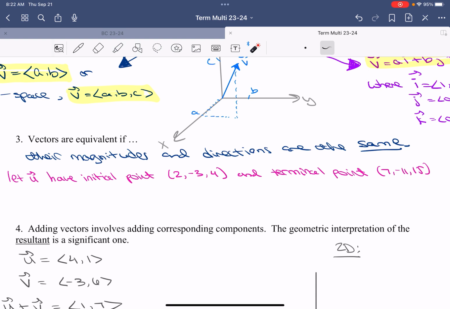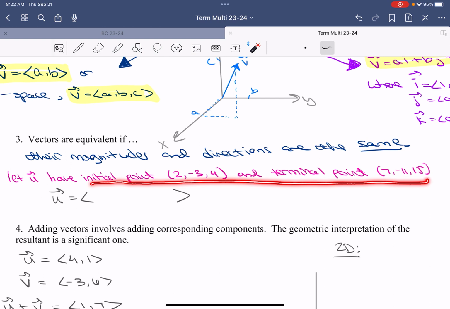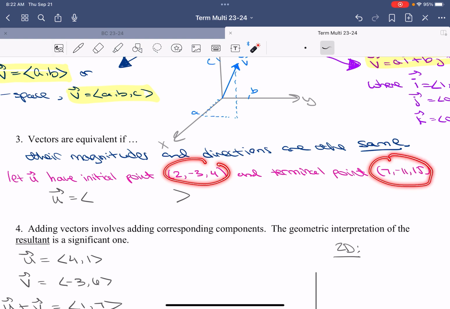So if you have an initial point, if vector u, we're going to go in 3-space, let's say vector u has an initial point of 2, negative 3, 4, and a terminal point. Let's first express vector u in component form, okay? Let's just make sure we understand how to do that. When you take a vector that is not described in component form, generally speaking, the way that you describe that vector is a bit verbose. You have to tell the reader where the vector begins and where the vector ends, okay?